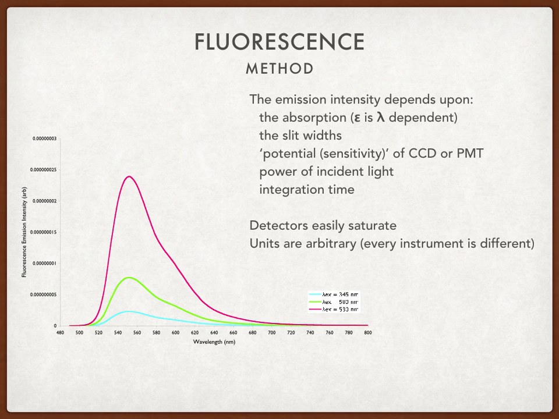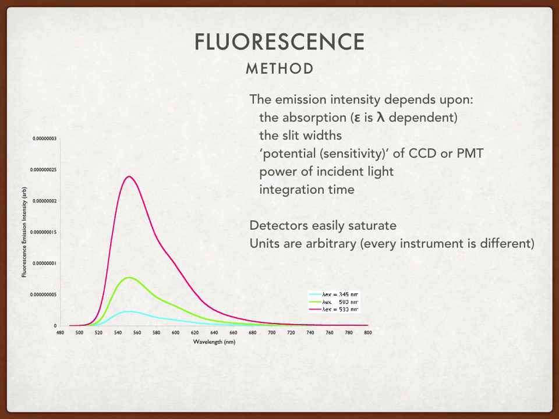But I can also vary other factors to make sure that my fluorimeter is within the linear range of the instrument. I can vary the sensitivity of the detectors, either the CCD or the PMT. This is a potential that we apply. The higher the potential, the larger the signal I'll see, but also the larger the noise I see. Lowering the potential means I see less noise, but I will see less signal as well.